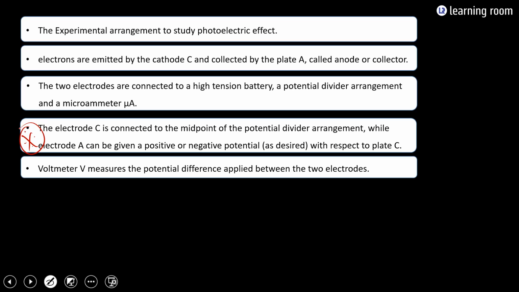So, why do we use voltmeters? To measure the potential difference that is applied between the two electrodes. Because all these values are taken into consideration for us to draw the required graphs.